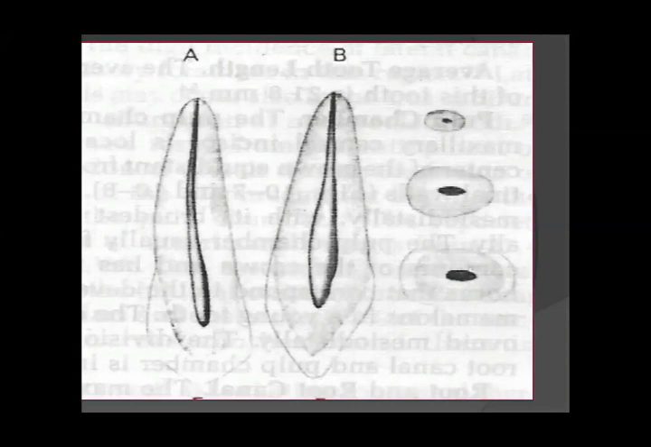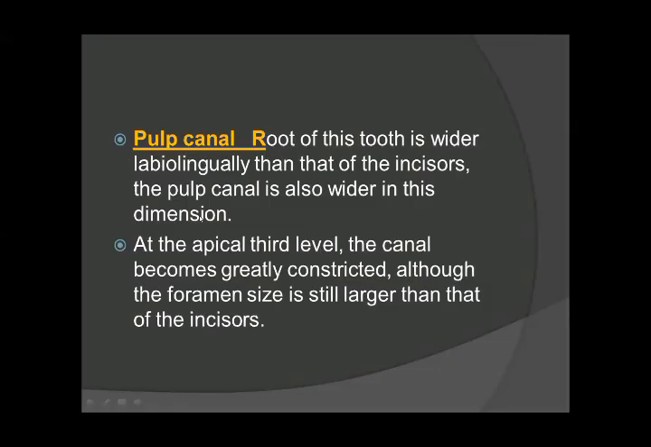This is a labiolingual section. Pulp canal: the root of this tooth is wider labiolingually than that of the incisors. The pulp canal is also wider in this dimension. At the apical third level, the canal becomes greatly constricted, although the foramen size is still larger than that of the incisors.